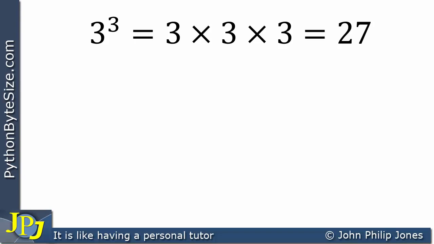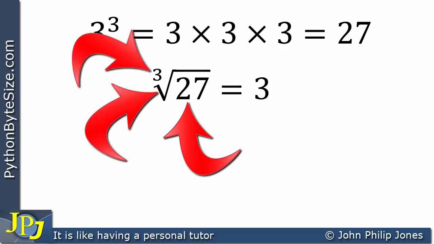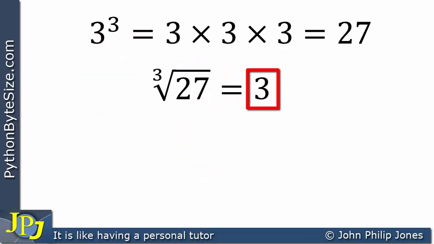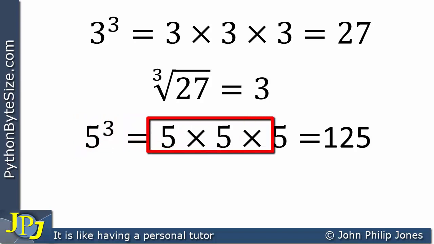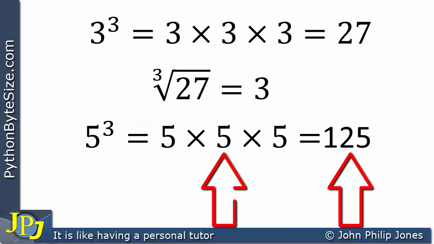Now in mathematics we can write this down as shown here. There's 27, and you can see it has the root symbol and the little 3 here. Now this means the cube root of 27, which is equal to 3. Let's just quickly look at another example before I move on to look at how we can find the cube root in Python. And here you can see 5 raised to the power 3 is the 5 written down 3 times and multiplied together to give us 125. Now the cube root of 125 therefore is 5.